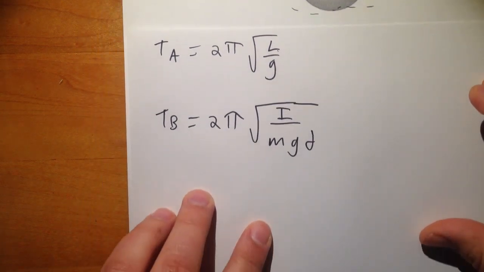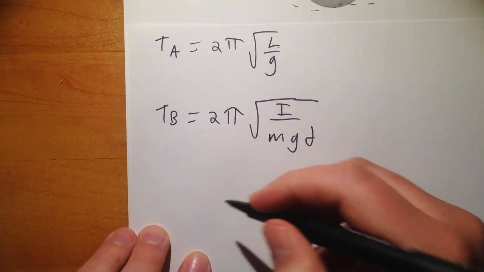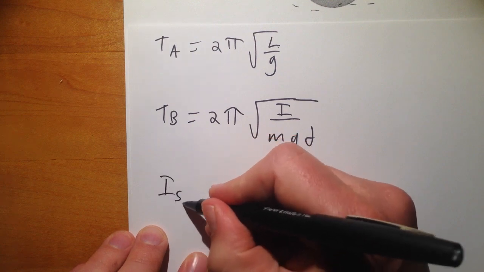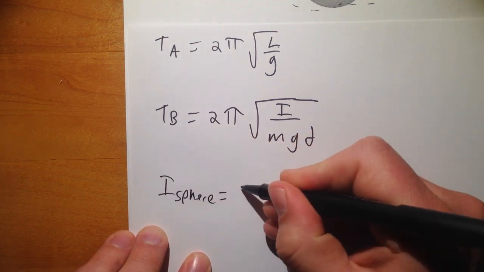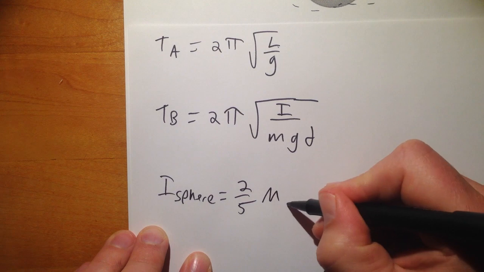Okay, so let's try to figure out the moment of inertia. The moment of inertia of a sphere is equal to 2/5 m r squared.